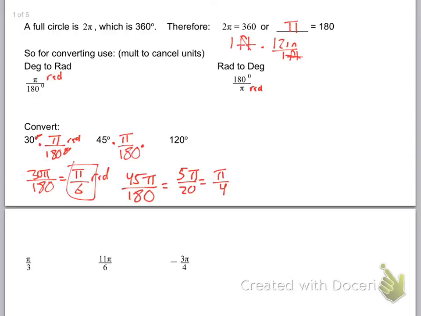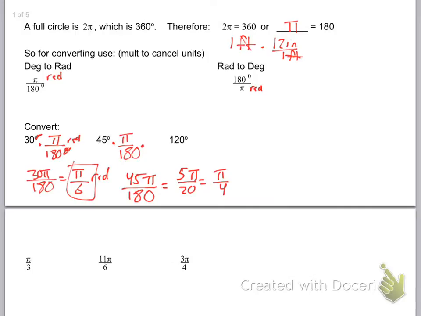Wait a minute. Isn't 30 on our unit circle? Doesn't 30 make up a lot of our angles on the unit circle? Doesn't 45 end up on our unit circle? A lot of the others are made up of 45 degrees, like 45, and then 90, and then 135, and then 180, 225, 270, 315, 360.